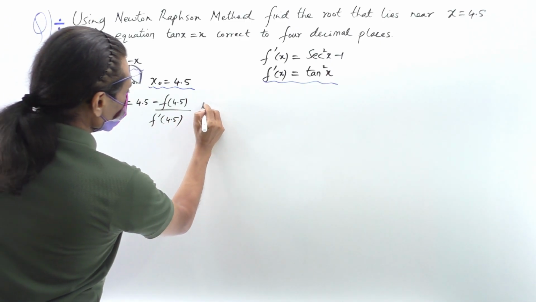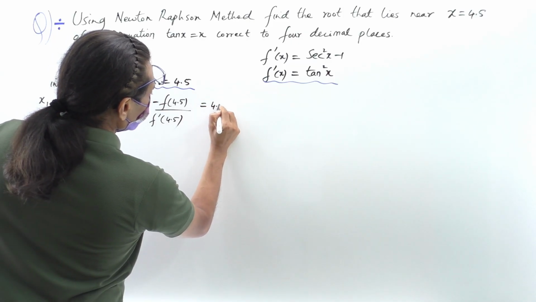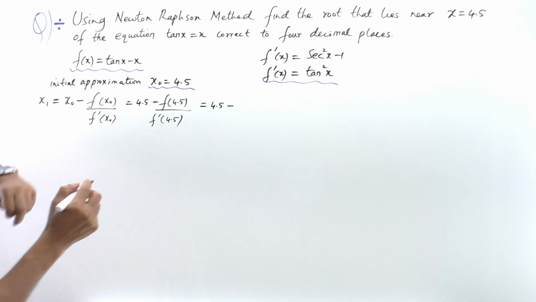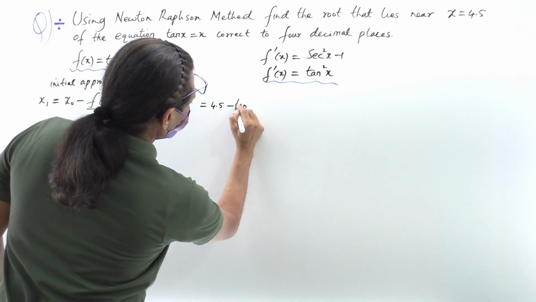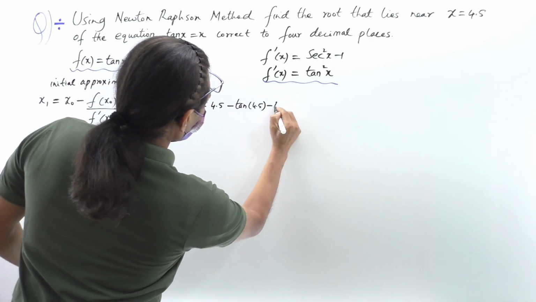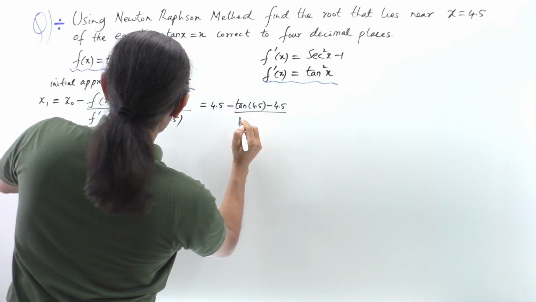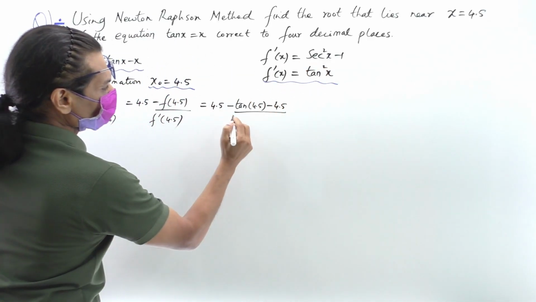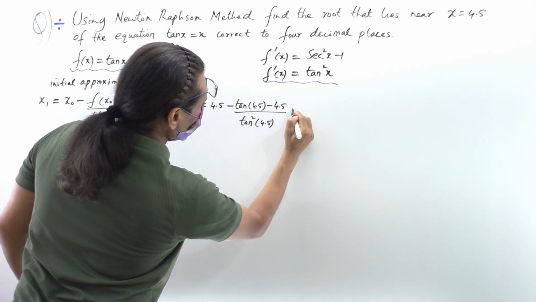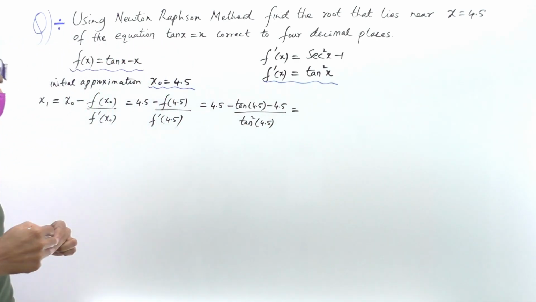That means this will be, again, you write it as 4.5 minus f of 4.5. f of x is tan x minus x. So tan of 4.5 minus 4.5 over f dash of x, tan square x. So tan square 4.5, and it's solved. So it's a tedious process.